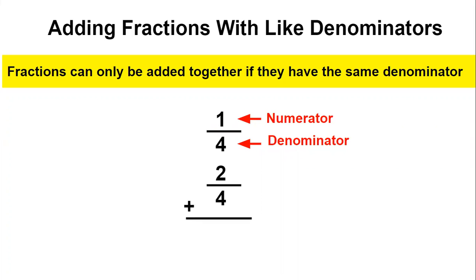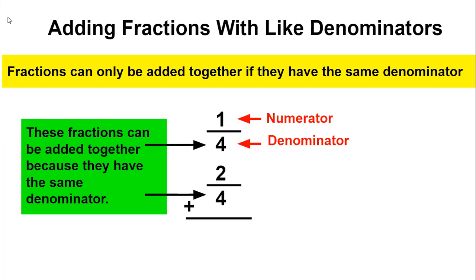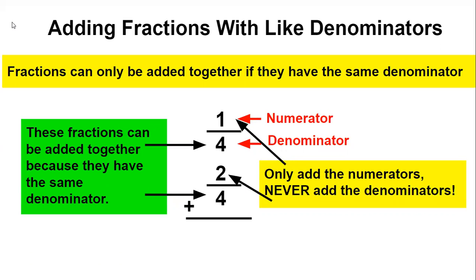So let's add these fractions together. We have 1/4 and 2/4. These fractions can be added together just the way they are because they have the same denominator. They both have 4s. That means they're both cut into 4 pieces of equal size. We're talking about the same sized pieces. Only add the numerators when you're adding fractions. Never, never, never add the denominators together.